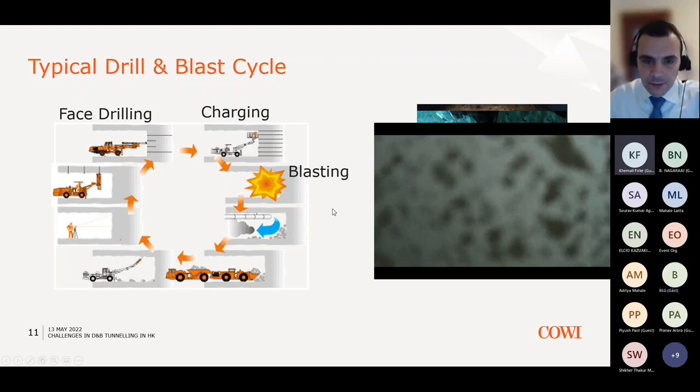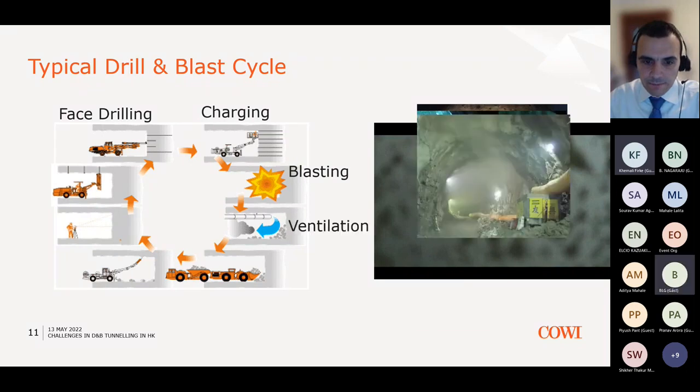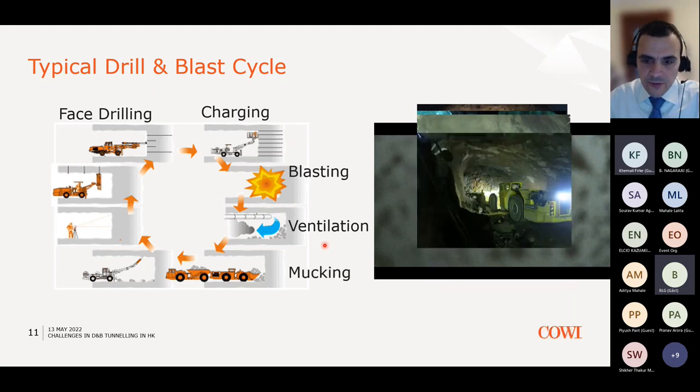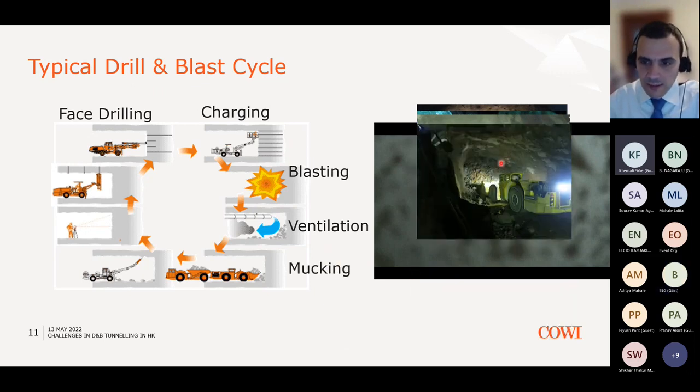The next part of the cycle is the ventilation. So you need to bring fresh air in the face and remove all the particles that might cause any health problems to the people underground. So you need to bring good quality air in the face. This then is followed by mucking, so you need to remove all the blasted material, the blasted rock, and that is a big task and can take anything between 6 to 10 hours to remove all this rubble.